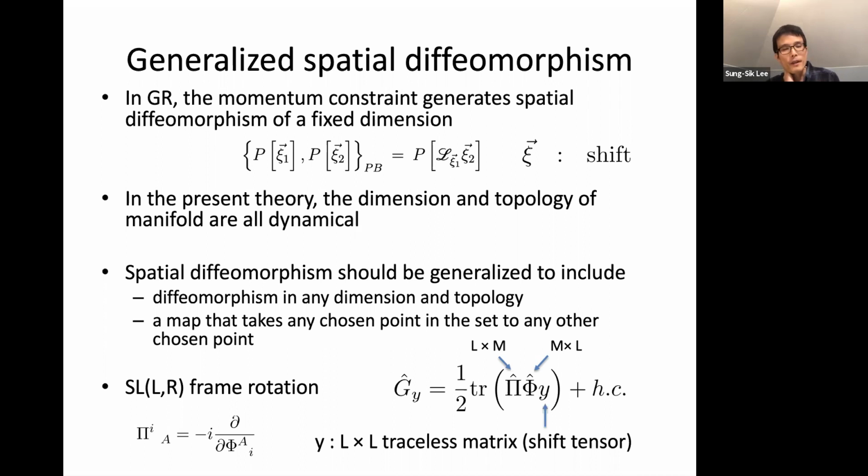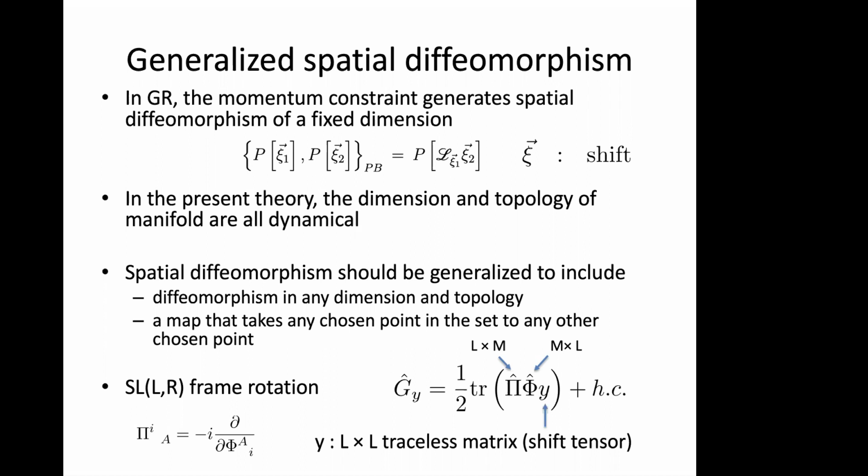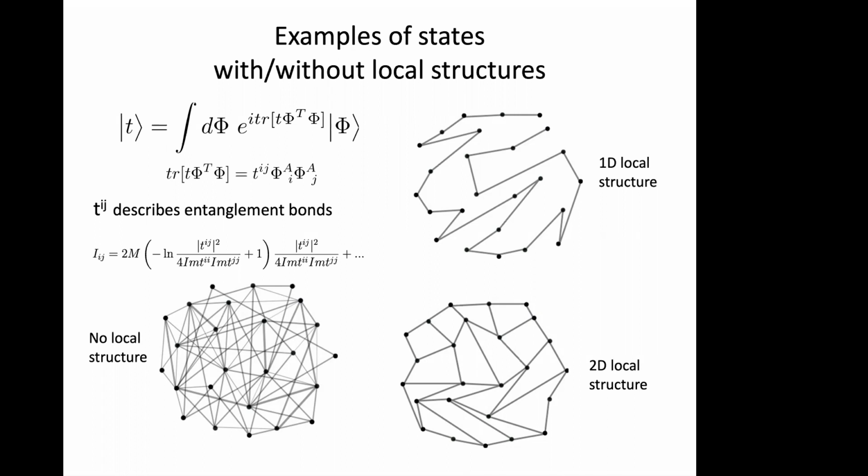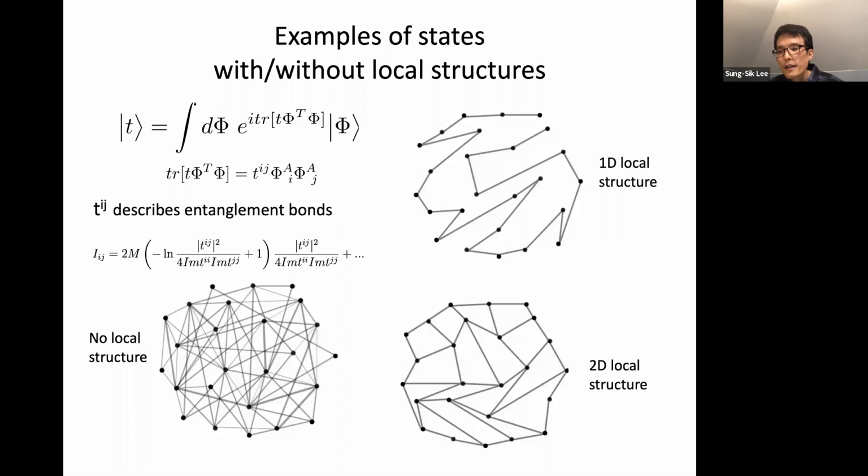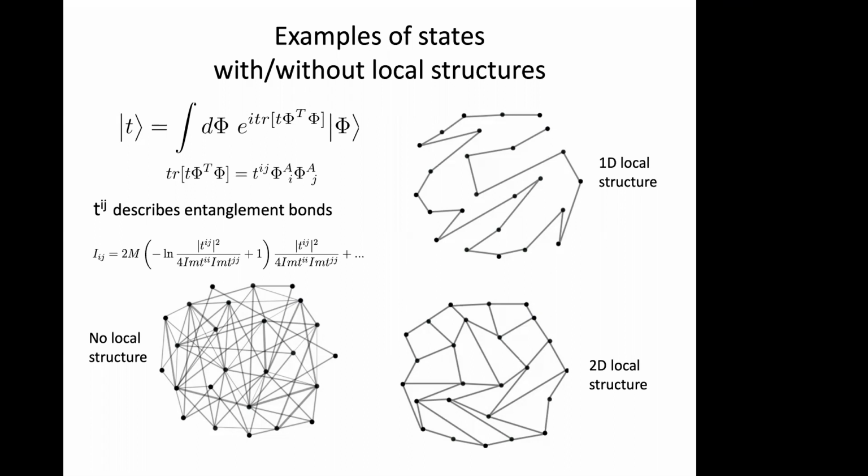Can I ask a quick question? Yeah, sure. Going back to your previous slide, if you didn't know how you created this state, you didn't know this matrix Tij, and someone just gave you the state, what would be the concrete steps to decide which of these three, if any, is the situation you have? Sorry, what is given to me? Someone just gives you this state without telling you how it was created. How do you figure out whether it has 1D structure or 2D structure or no structure?